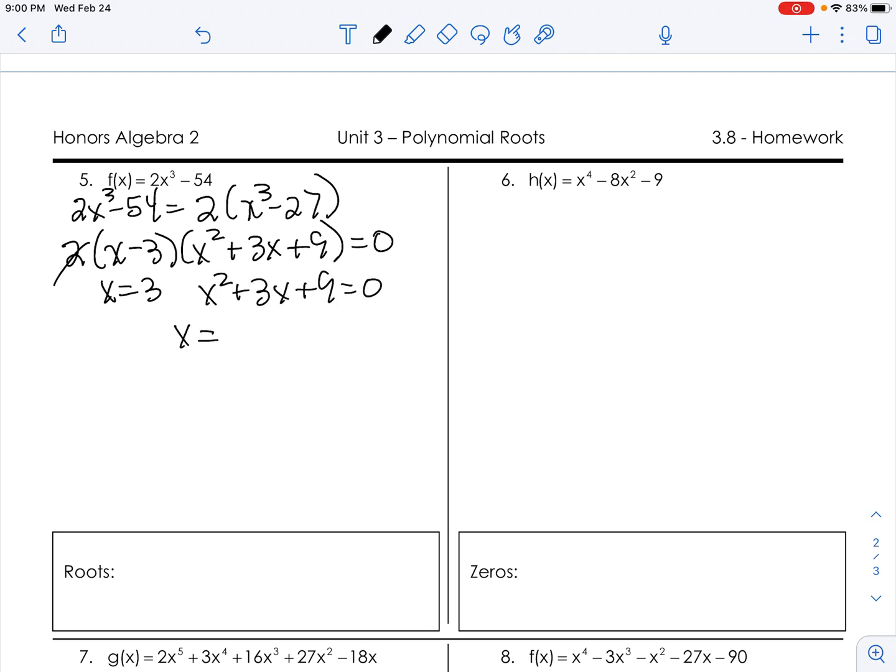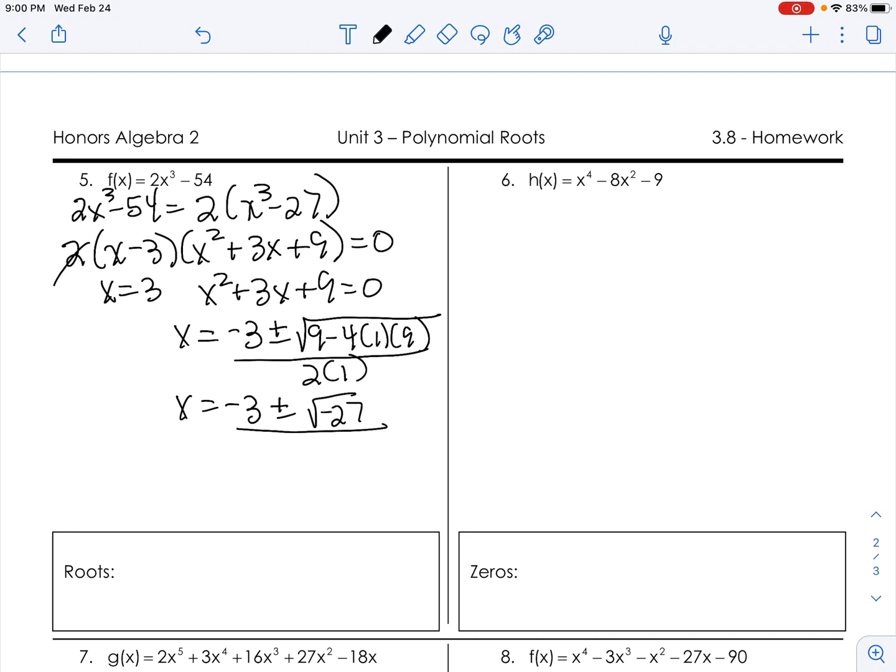X squared plus 3x plus 9 equals 0. X equals the opposite of 3 plus or minus the square root of 9 minus 4 times 1 times 9, all over 2 times 1. 9 minus 36 is a negative 27. Hope I'm doing that right. So negative 3 plus or minus, so break down your negative 27, root negative 9, root 3. So that's 3i root 3.